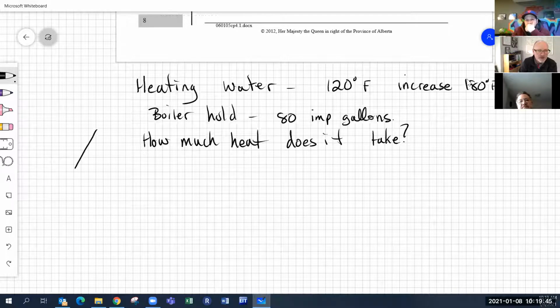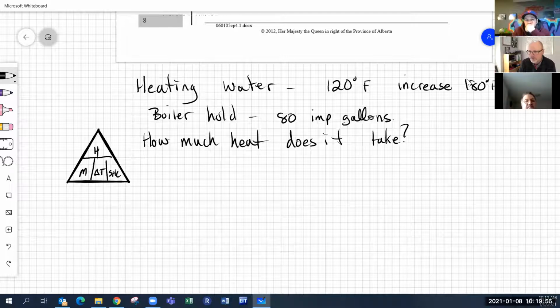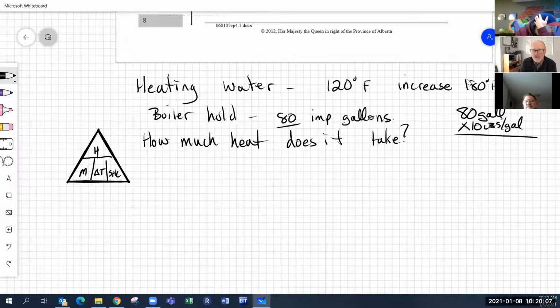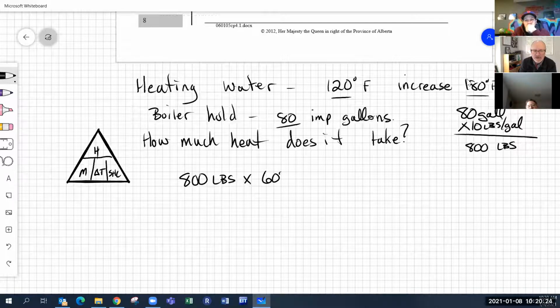So our formula triangle is the heat is equal to the mass times delta T times specific heat capacity. So we have 80 imperial gallons. So our mass is 80 gallons times 10 pounds per gallon. So that's 800 pounds of water. So 800 pounds multiplied by my delta T from 120 to 180. That's a 60 degree delta T.